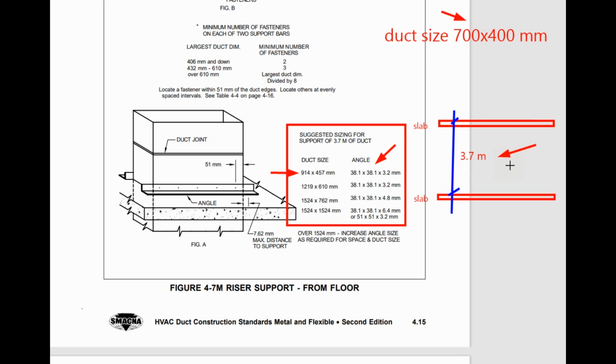But if the height difference between two slabs is more than 3.7 meter or the duct size is bigger than the last one, then you need to make a structural calculation to select the angle or channel size for this duct support.